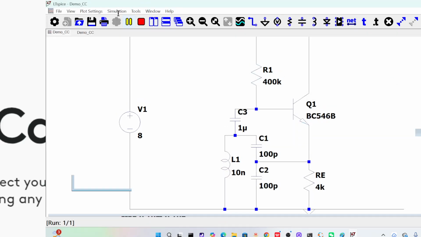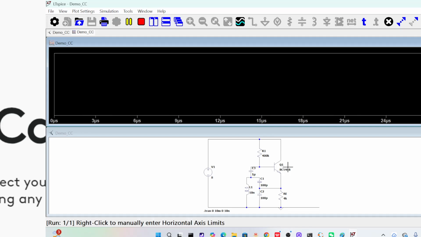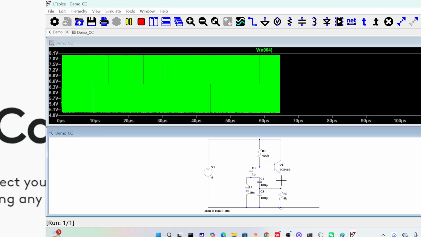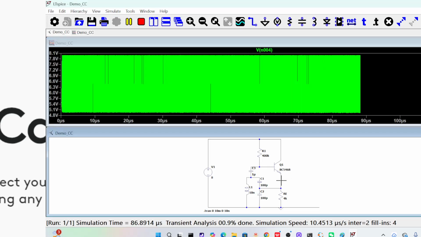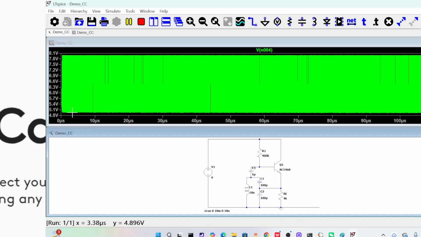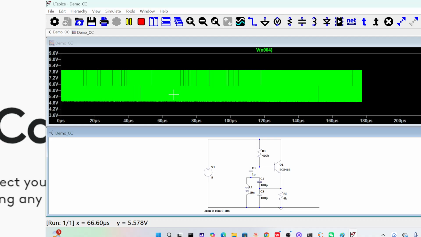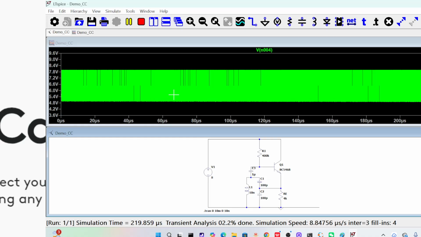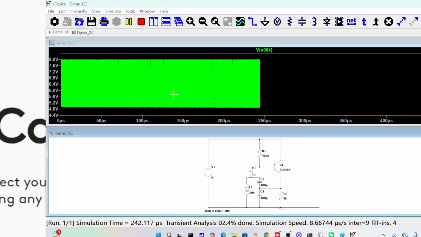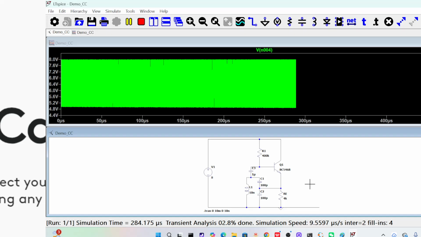Okay, so let's simulate this again. So not too bad. We have at least 2 volts amplitude. So the circuit was successful. And this is the way we design an oscillator. So this is the oscillator specific to the common collector amplifier.